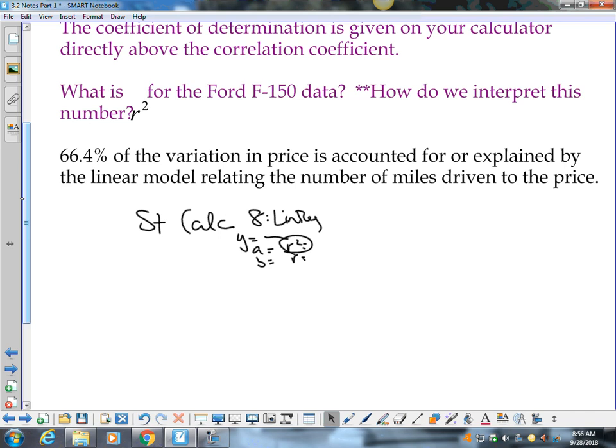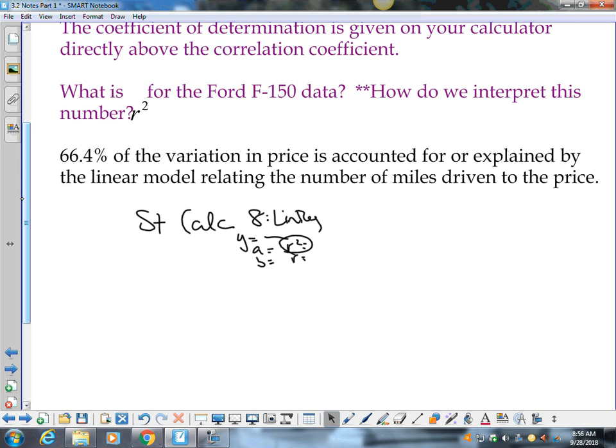66.4% of the variation in price. Because remember, it's not that everybody who has this amount of miles on it will sell for this price. There was variation there. So 66.4% of the variation in price is accounted for or explained by the linear model that relates the number of miles driven to the price.